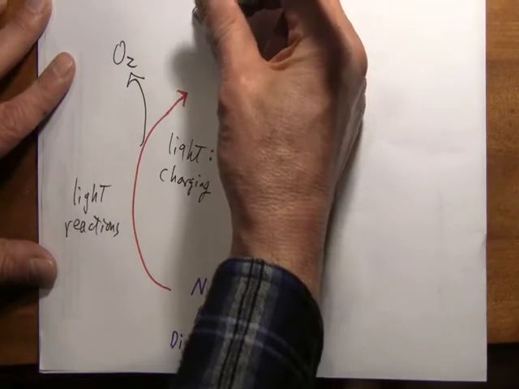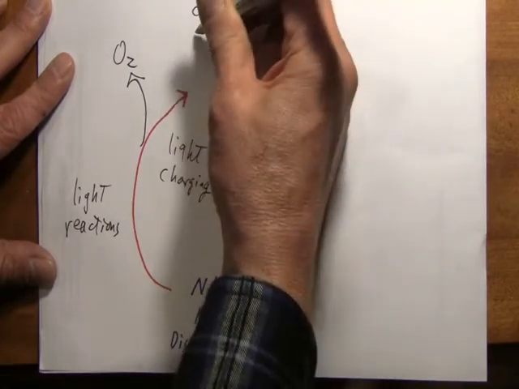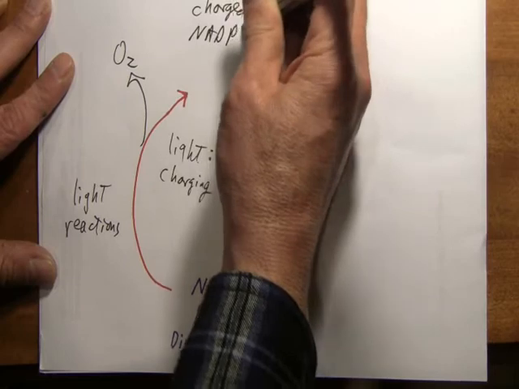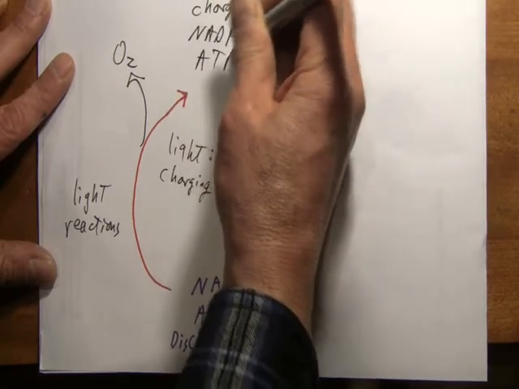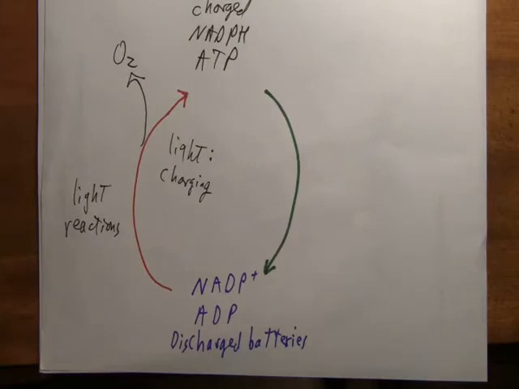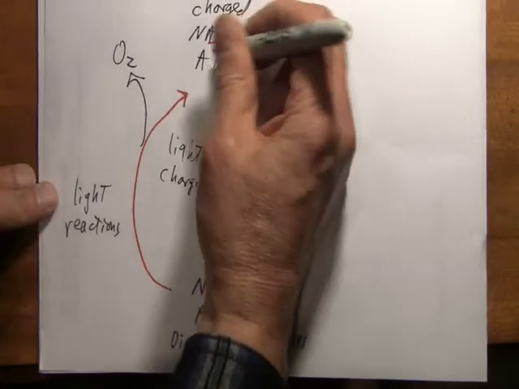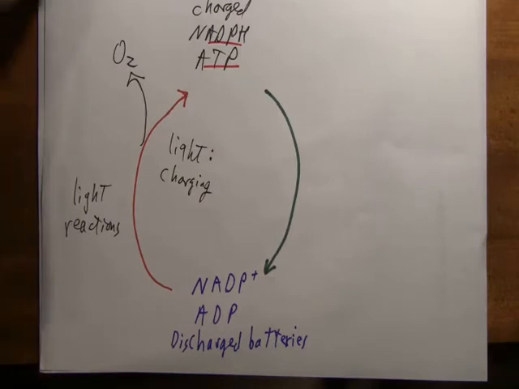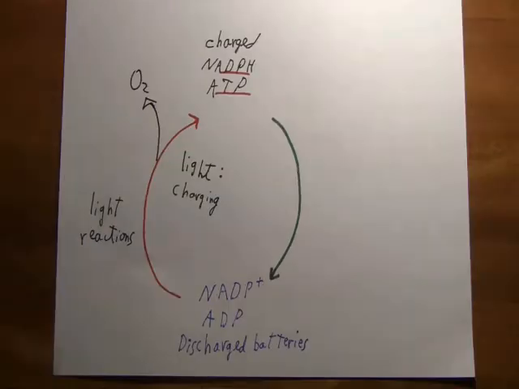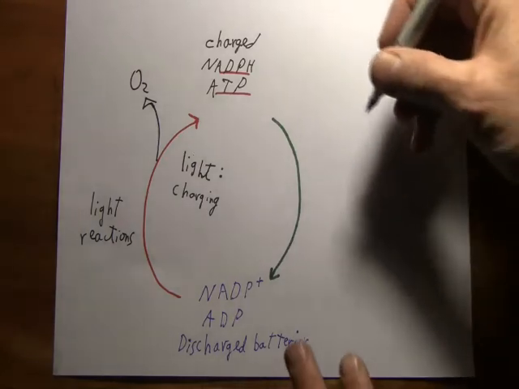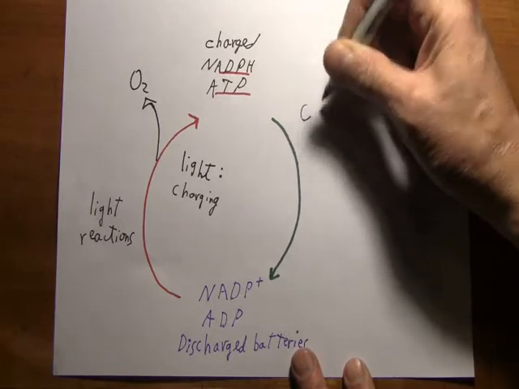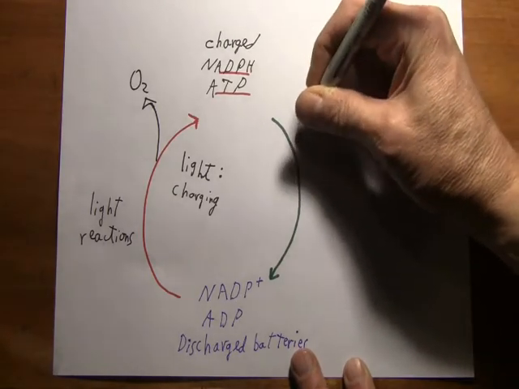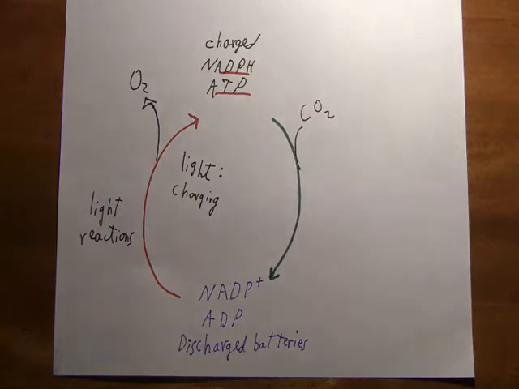When the batteries are charged, what do we have? Now we have NADPH and ATP, and these are again high energy molecules. They're charged up, and now they can do some work for us, or they can do some work for the plants. Specifically, they allow chemical reactions to take carbon dioxide from the air to form sugars.